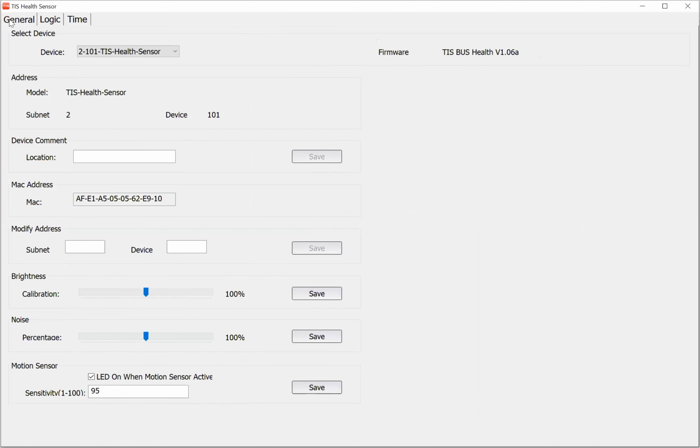Like all devices, on the first page, the general tab, we can see the MAC address of the device. We can put the location. We can change the subnet ID and device ID. Here we have two calibrations: one for the brightness and the other for the noise. You can calibrate them. And here we also have the sensitivity of the motion sensor. We can decrease or increase the sensitivity of the motion sensor.